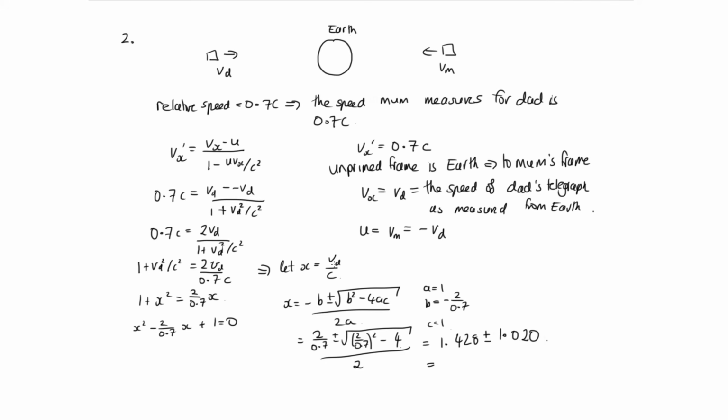And now if we were to add these, we'd end up with a number bigger than 1, which would be bad because x is equal to the velocity divided by the speed of light, so we'd end up with the speed of light. So we're going to have to subtract them. So we end up with 0.41.